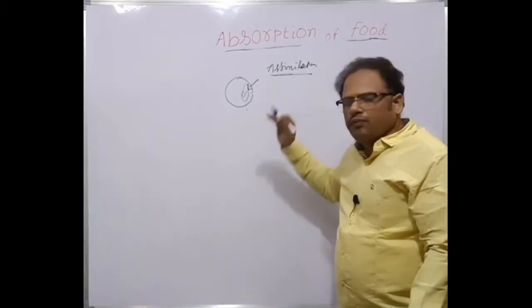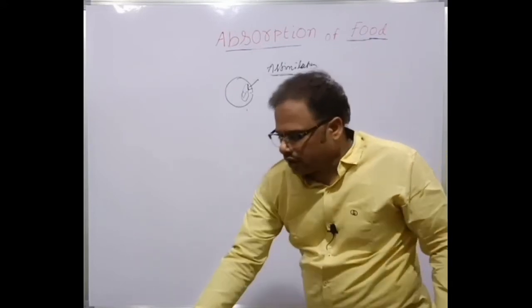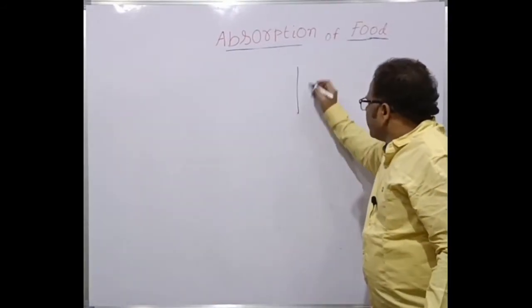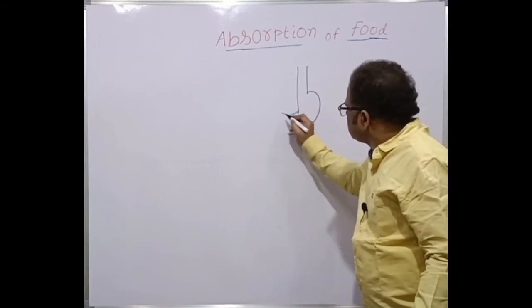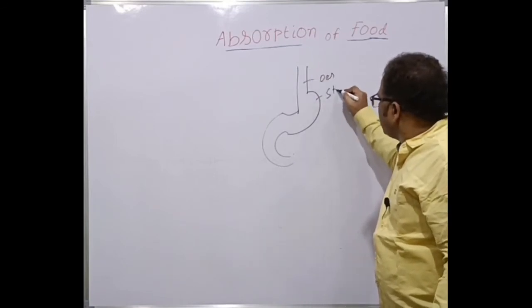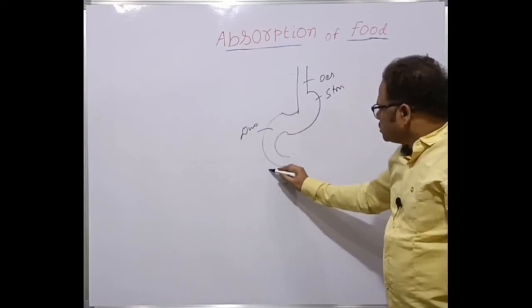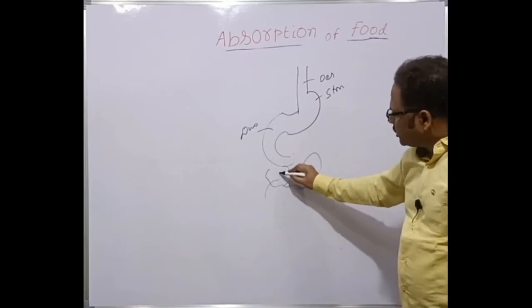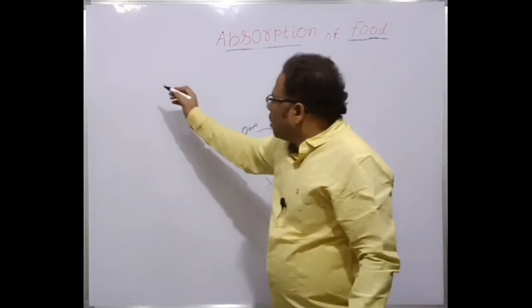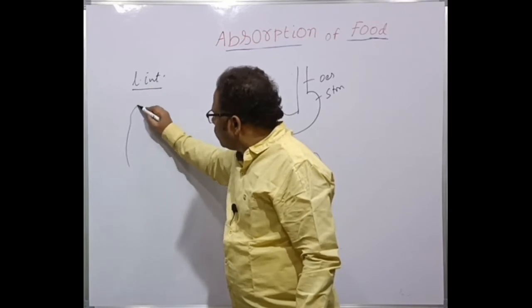Next, some undigested food particles are formed in the small intestine. Here the esophagus starts, here the stomach, here the duodenum, the first part of the small intestine. It is followed by the jejunum and ileum, where the maximum absorption occurs. It is followed by the large intestine. The large intestine is comprised of the cecum, colon and rectum.